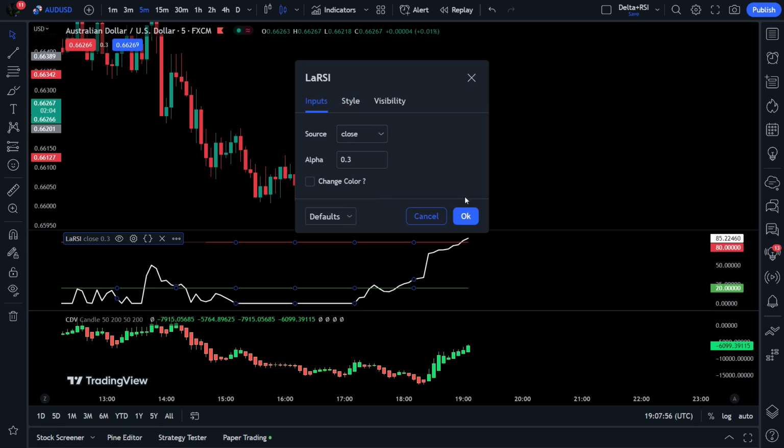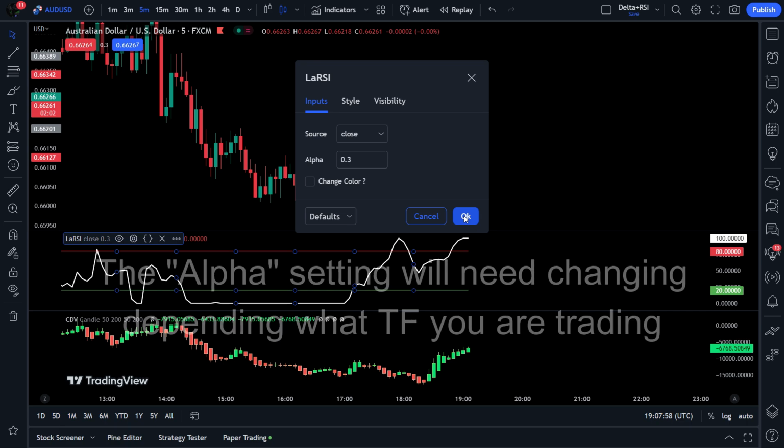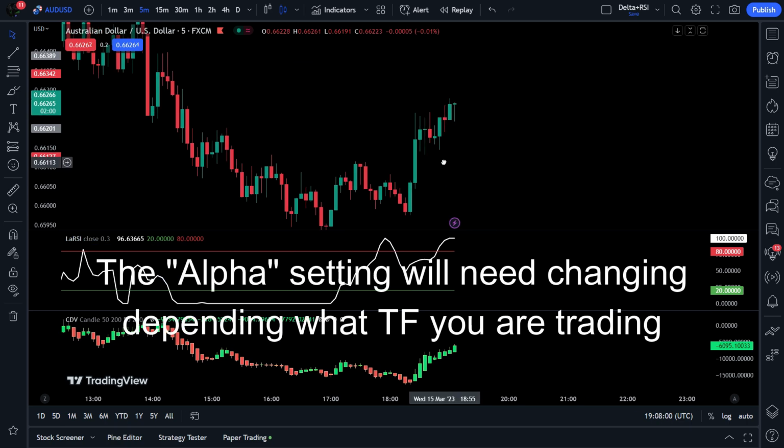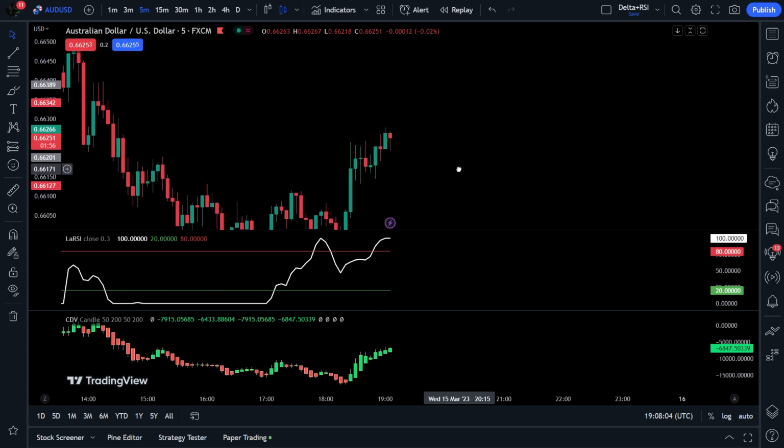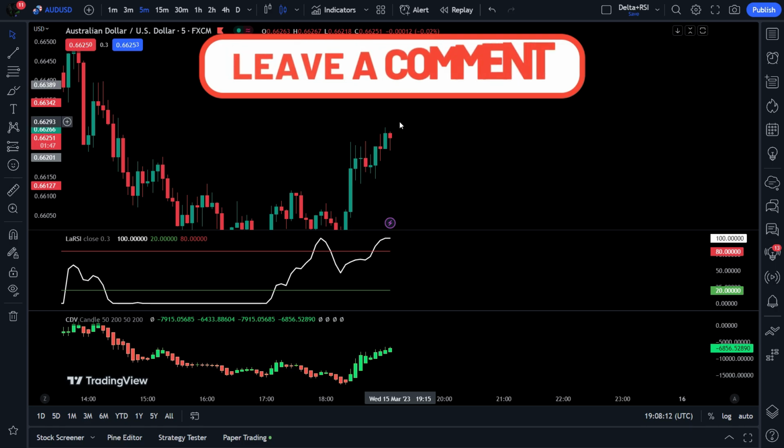What is important to remember is that the alpha input will change, depending on what time frame you are on. If you are looking to trade this on a different time frame, check the description in this video for updated settings, specialized for your time frame. If I miss any time frames out in the description, leave a comment down below and I will reply to your message with the settings for you.